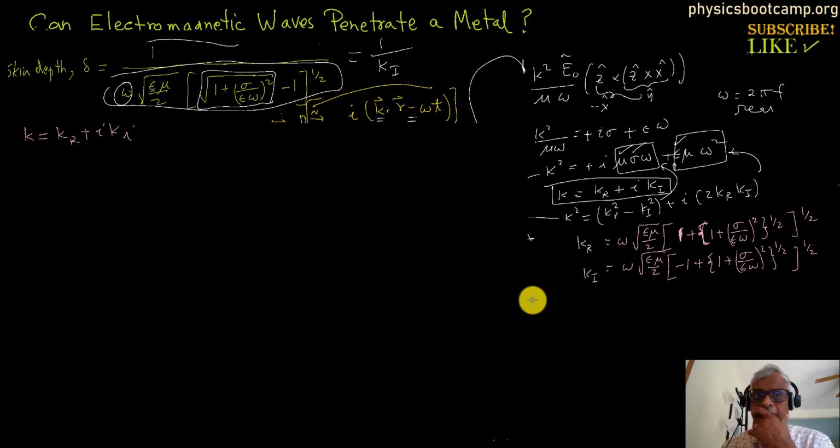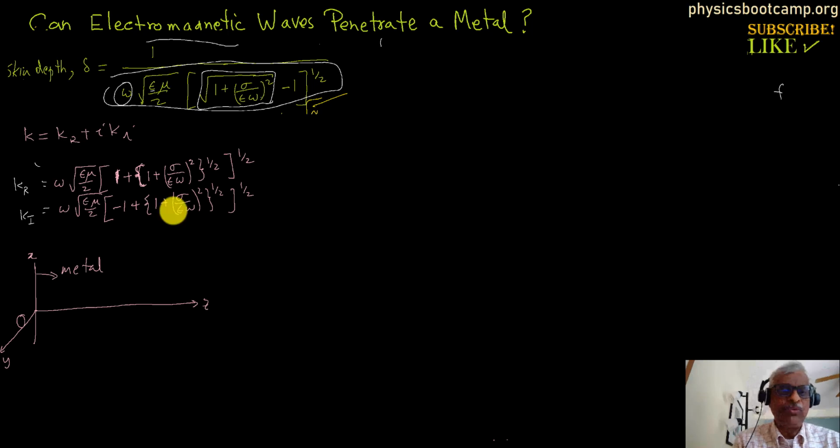So k_r and k_i are these complicated expressions which you can solve by substituting and square rooting, and square rooting again, and then you're going to get this answer. Okay, I'm going to pause and transfer it over there and show what's the meaning of these things in our particular situation.